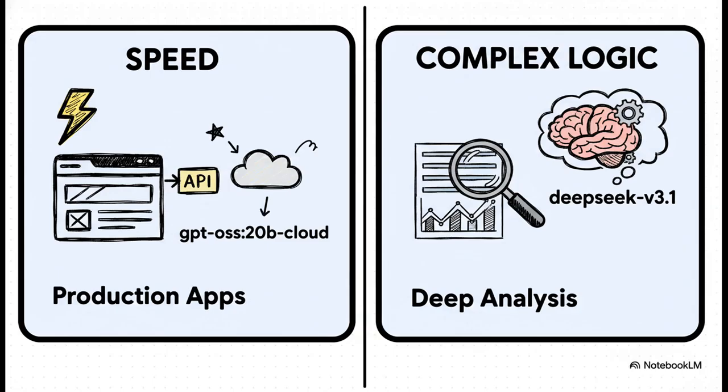If you're building a production app, or integrating with a website, or doing a ton of batch processing, you need speed. No question. GPT-oss 20B is your go-to. But if you're doing deep strategic analysis or complex research, where the thought process is just as important as the final answer, then the slower, more thorough DeepSeek v3.1 is absolutely the right choice.